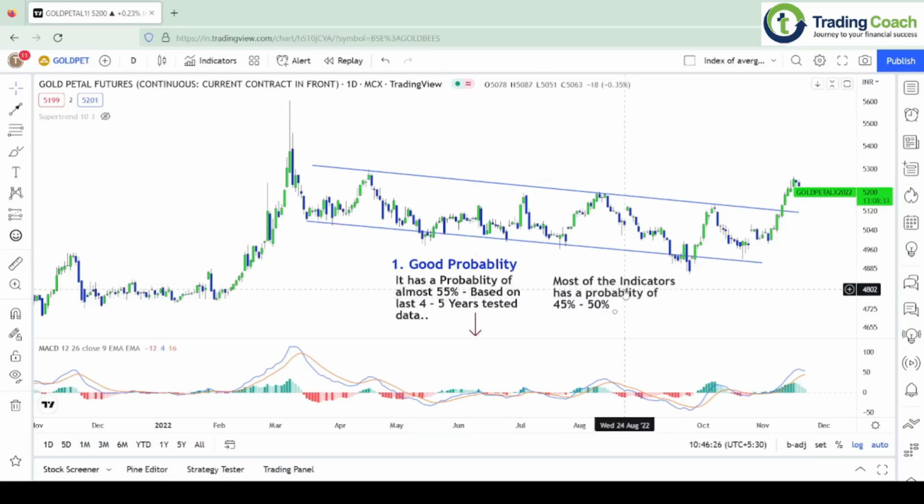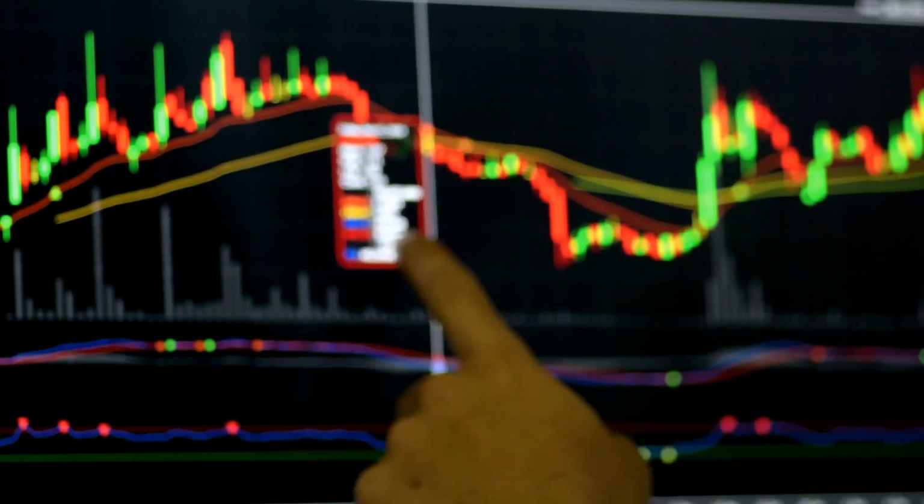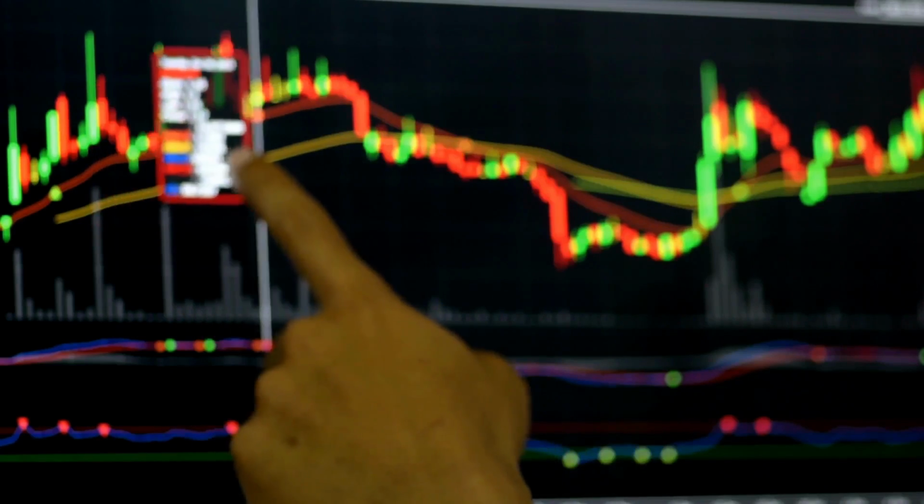The reason MACD is best out of all those 10 indicators we back tested is that most of those indicators had a probability of 45% to 50%, whereas MACD had a probability of somewhere close to 55%. That's the reason I'm choosing MACD as one of the best indicators to use on the Tradingview platform. However, I don't recommend you use the actual MACD given on the platform. Rather, I recommend a different version of the MACD indicator, which is in the community scripts.